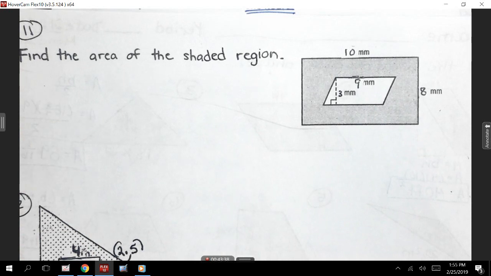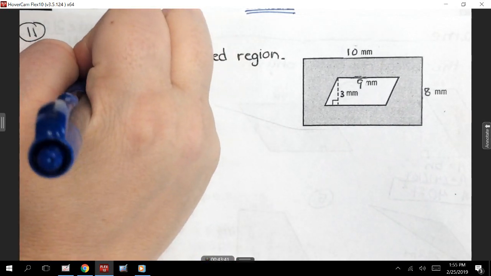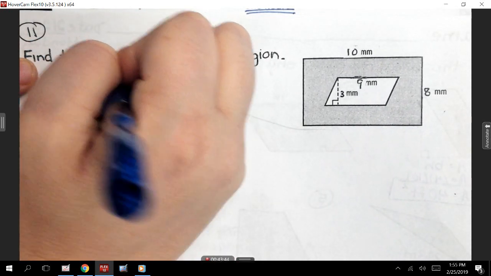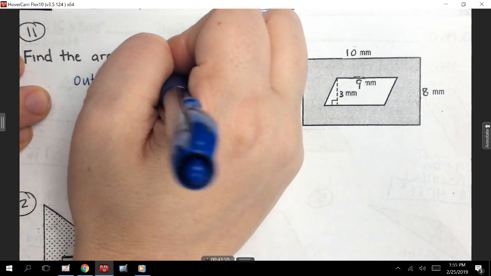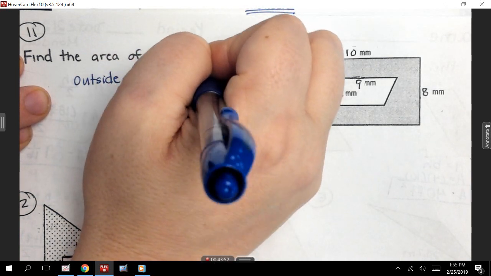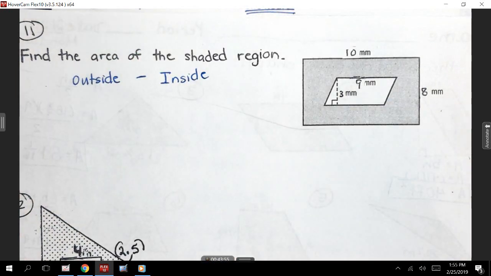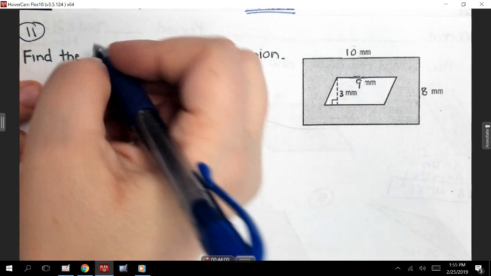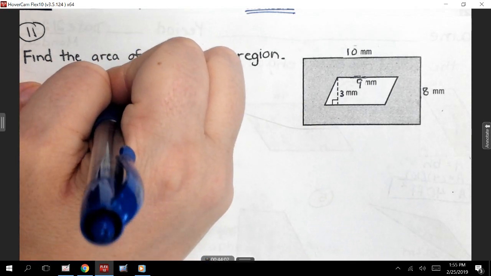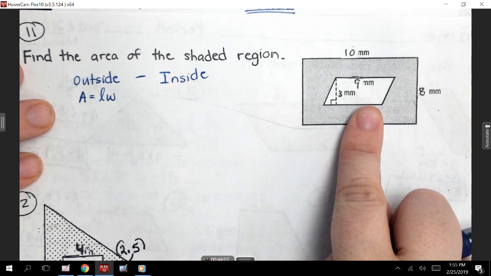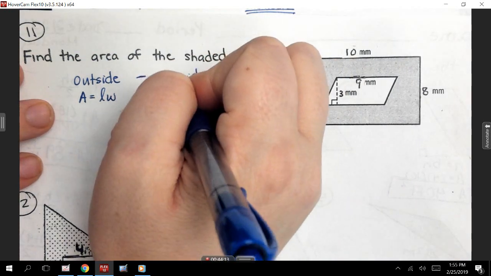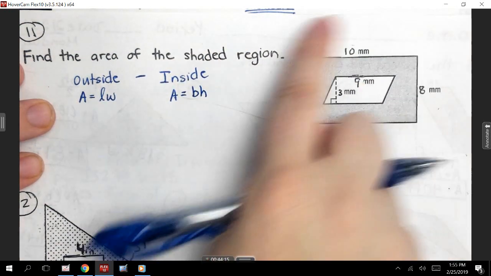All right. So we're going to need to do our outside. And since I'm making a hole, what am I doing? Subtracting the inside shape. So you're going to do the outside shape. What's the outside shape? The rectangle. So my formula is A equals LW or A equals BH. And then the inside is a, not trapezoid, parallelogram. So I'm going to use A equals BH.